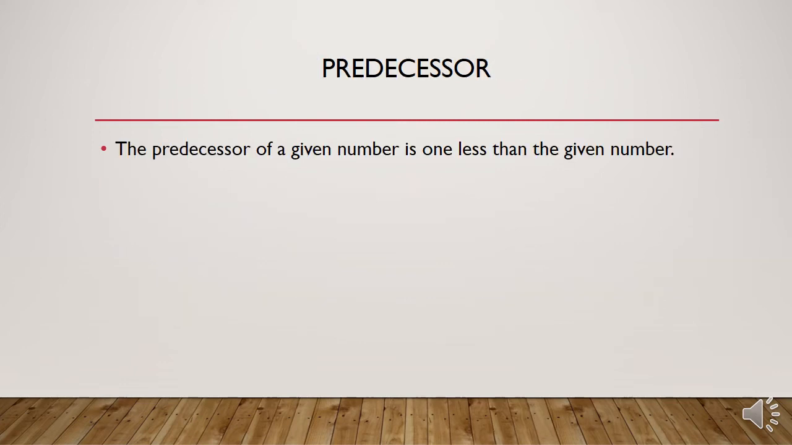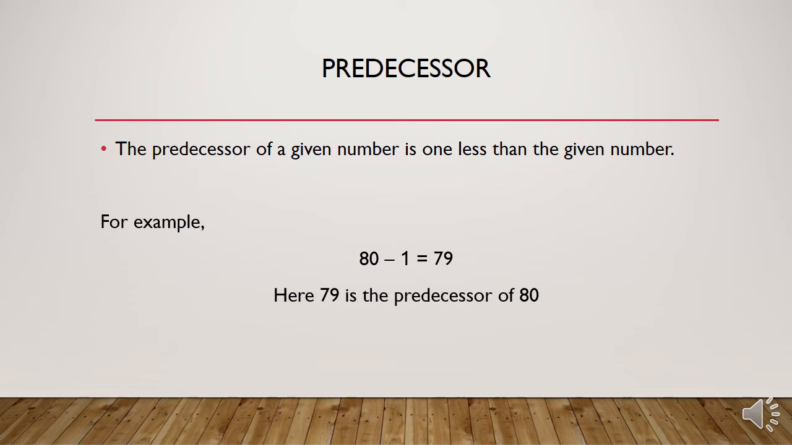The predecessor of a given number is always one less than the given number. For example, 80 minus 1 gives us 79. Here, 79 is the predecessor of 80, since it has been attained by subtracting 1 from the number 80.